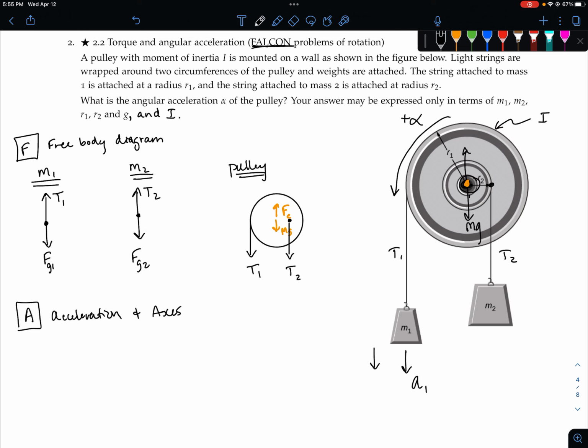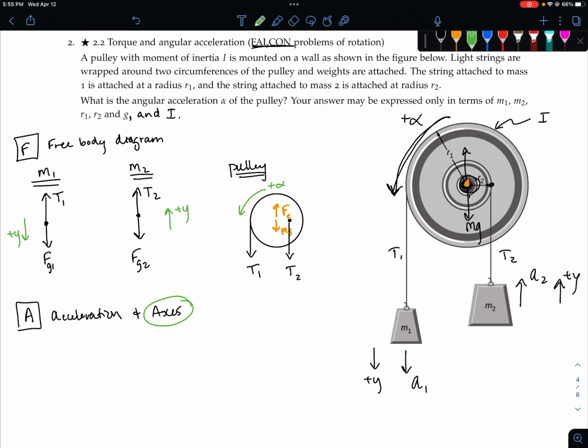So I'm going to put my positive y-axis down for this M1. If this is a positive angular acceleration, this mass will move up, so A2 will be up, and so I want that to be positive also, so I'm going to put my positive y up for M2. So if I were to indicate the axes in these three cases, this one has positive y down, this one has positive y up, and the pulley has positive alpha counterclockwise.